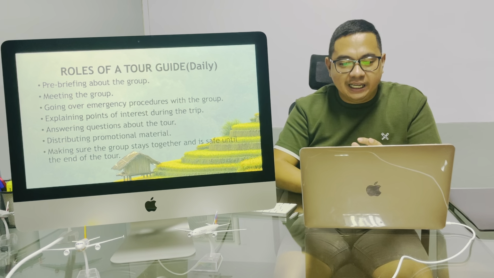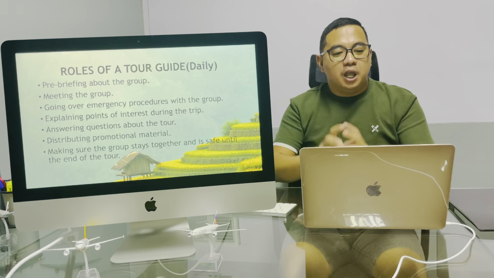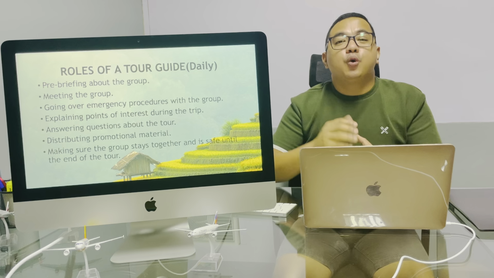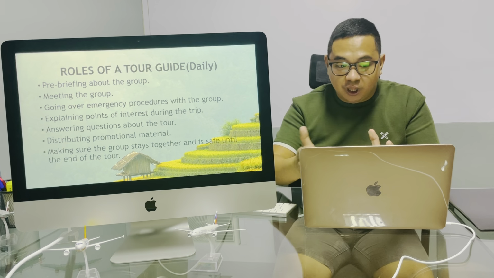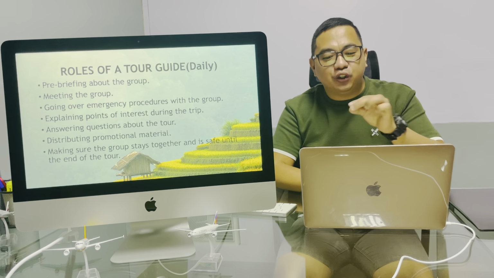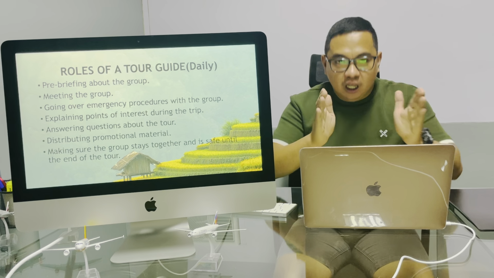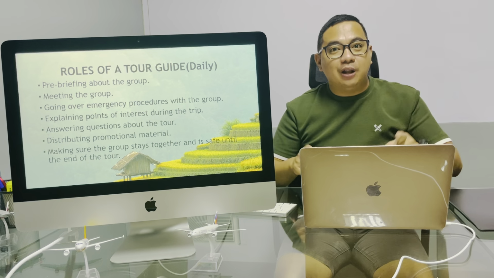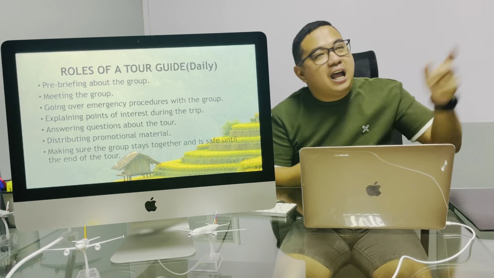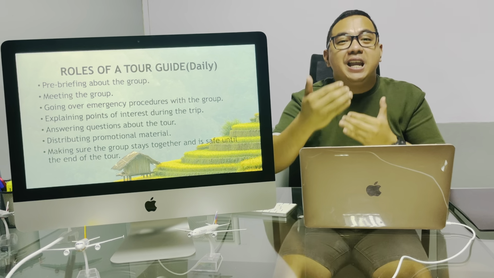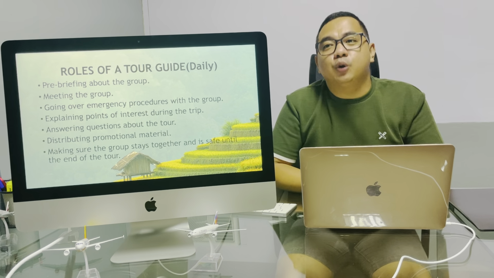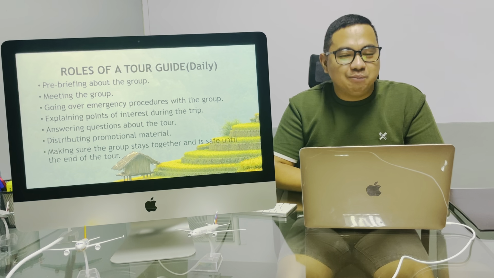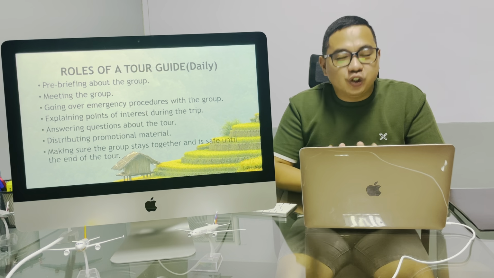Roles of a tour guide, their daily role. So, pre-briefing about the group, you meet the group, going over emergency procedures with the group, explaining points of interest during the trip. Because while the bus is moving, sometimes the tour guide sees something, or the tourist asks, sir, what is that, ma'am, what is that, you should be able to explain it to them. Not just, ma'am, sleep first, I will only explain when we arrive. No. That does not make you a professional guide.